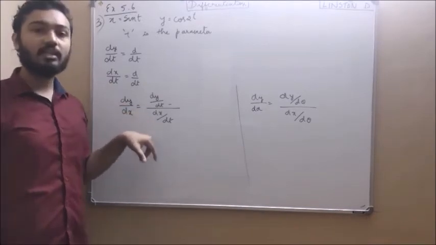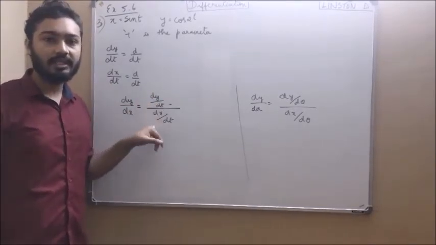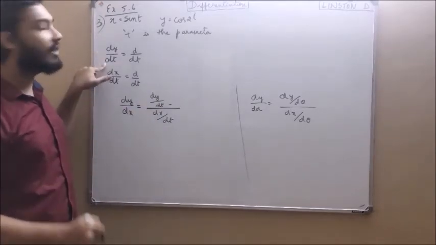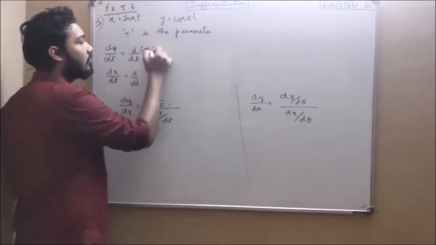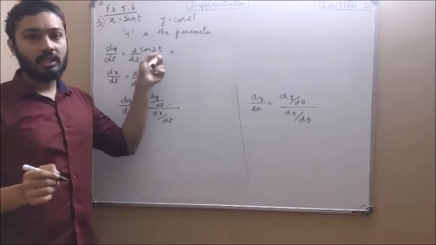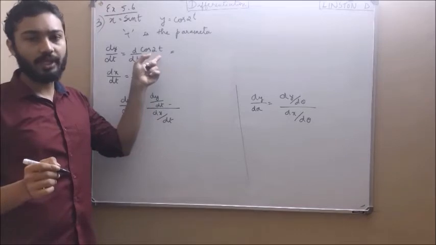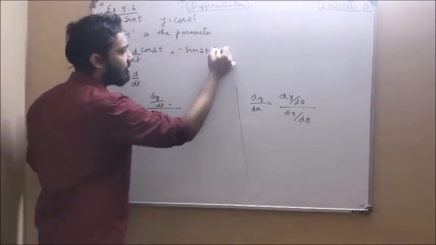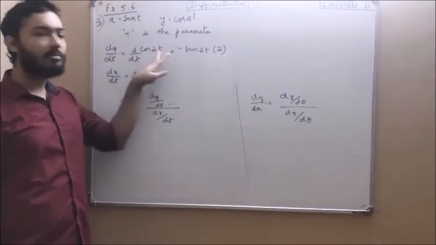So if t is the third parameter, you know the formula, dy by dx is nothing but dy by dt divided by dx by dt. So first find dy by dt. What is dy by dt? dy by dt is nothing but d by dt of y. y is nothing but cos 2t, which is equal to, now what is differentiation of cos 2t? Differentiation of cos ax is minus sin ax into a. So this is minus sin 2t into 2.